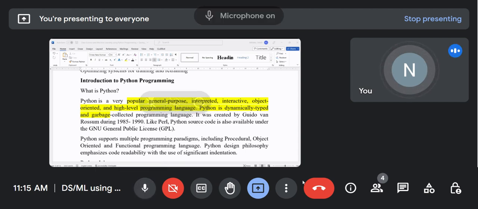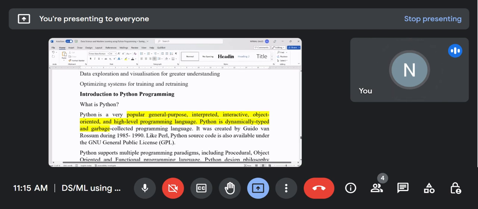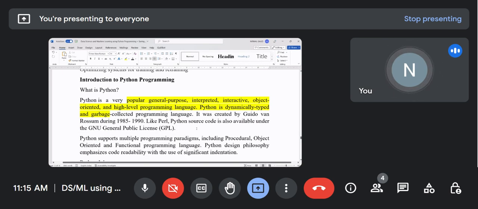All right. So, it's really great that you know about Python programming, the language which we are going to use here. Python is a general purpose, interpreted, interactive, object oriented and high level programming language. You already know about this, so let me give a small introduction to it.